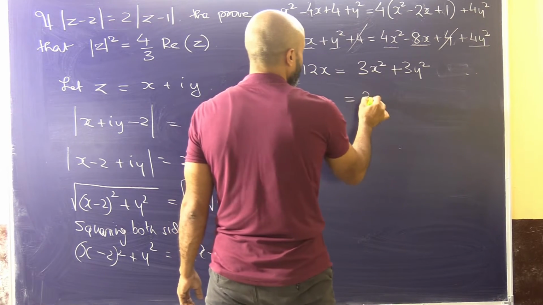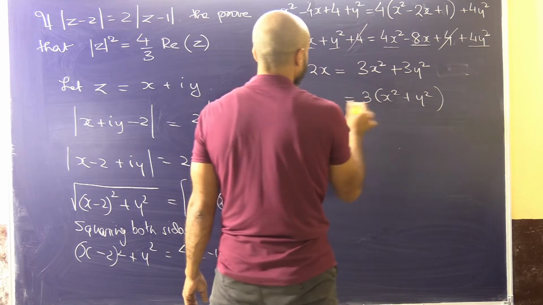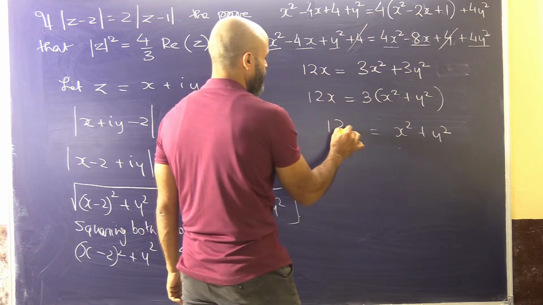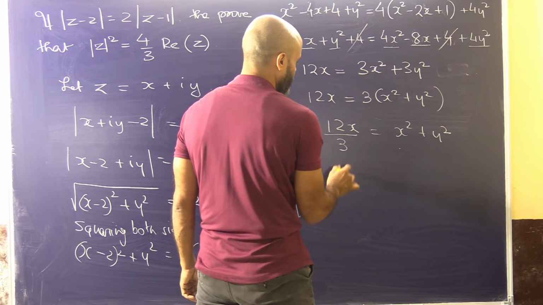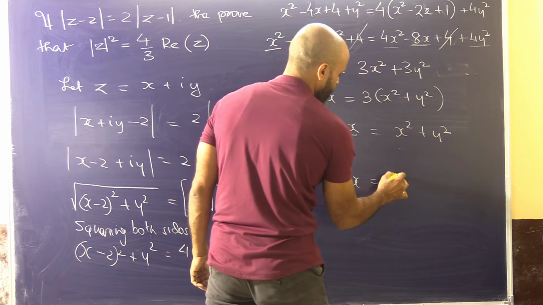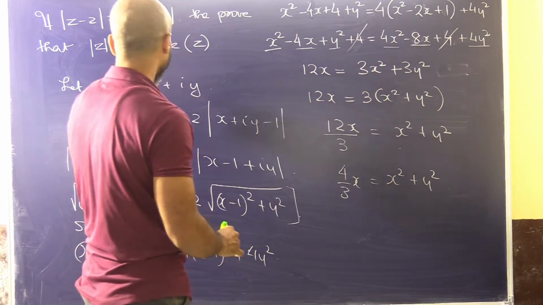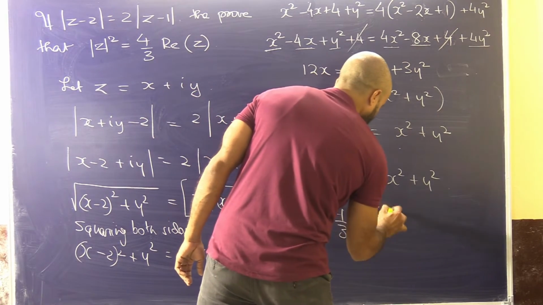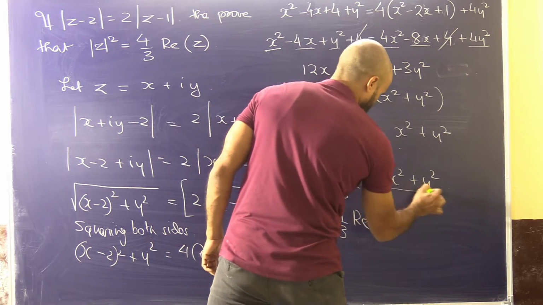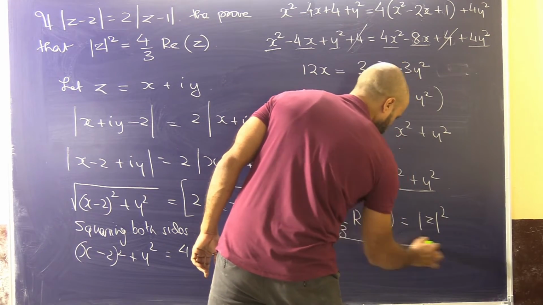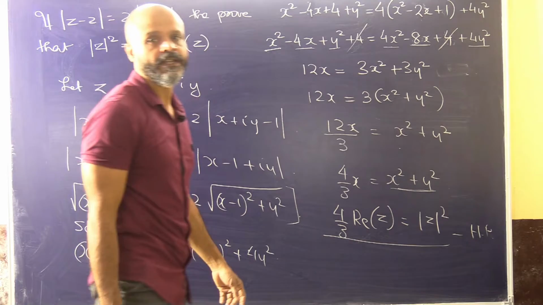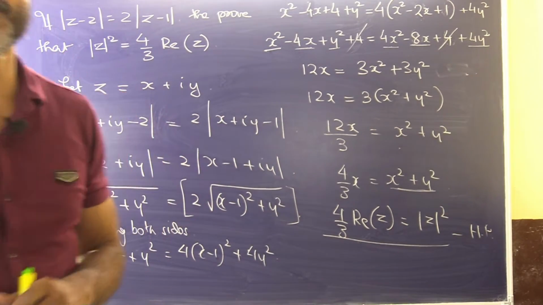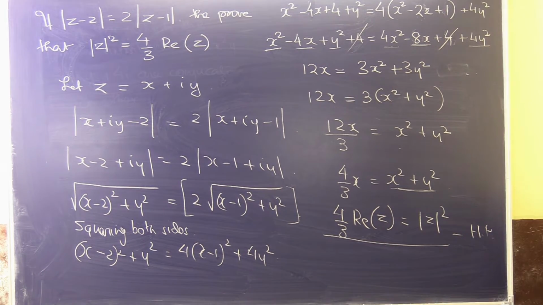So we have 3 into (x^2 + y^2) equal to 12x. So x^2 + y^2 will be equal to 12x by 3, so (4/3)x = x^2 + y^2. It means 4/3 into the real part of z is equal to mod of z squared. Hence proved. Sorry for the mistake here, and this is how we solve this problem. You can take a snapshot of the same.